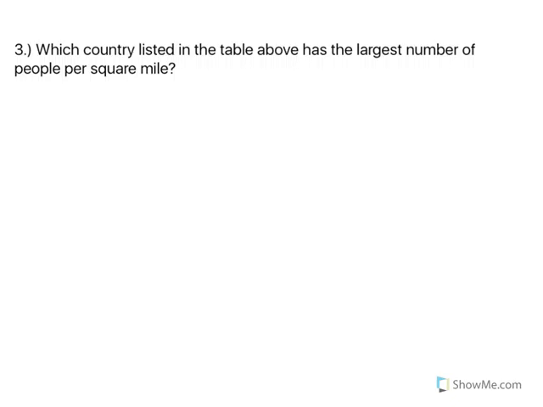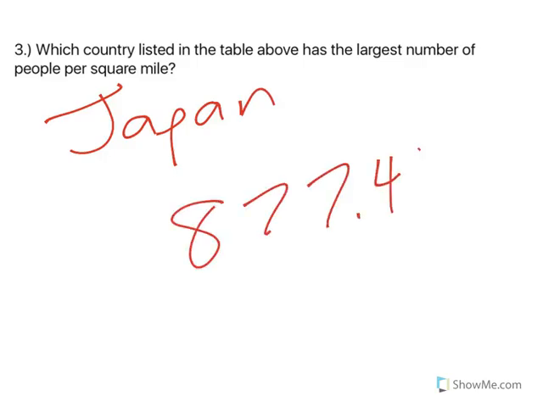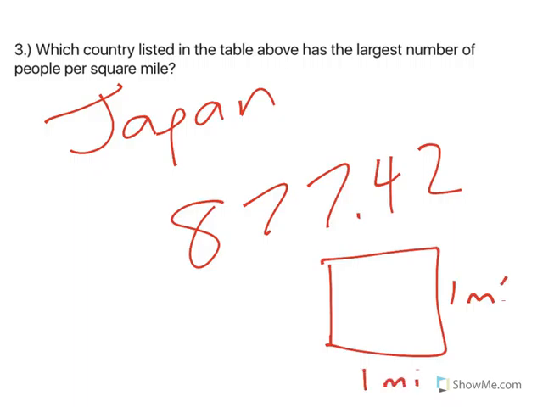All right, so which country listed in the table above has the largest number of people per square mile? So if you go back and look, it's totally Japan. Super small country, super lot of people. In 1 square mile, again, that's a square area of land where you have 1 mile on each side, they have 877 people living in that square mile. And that's average for their country. So there are just people everywhere, which is kind of crazy.